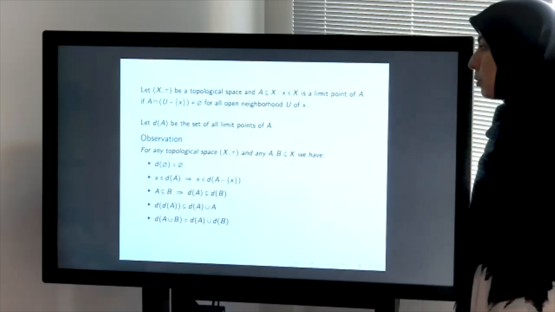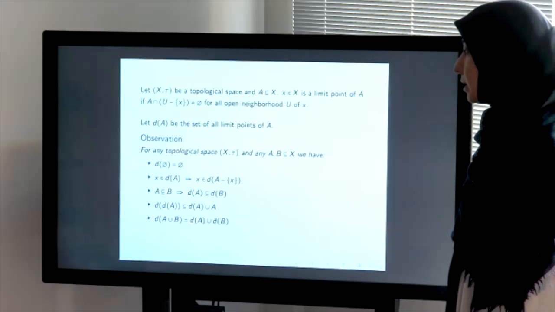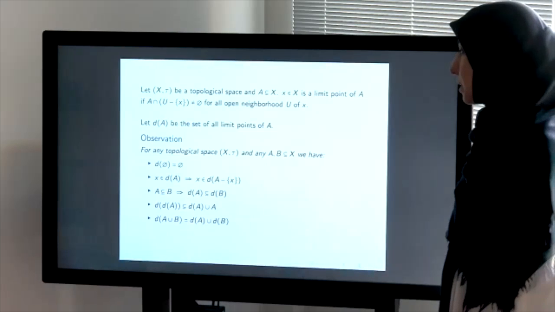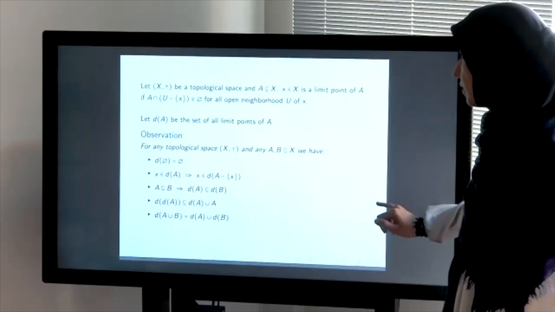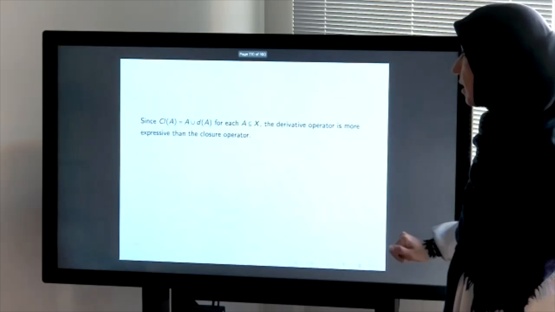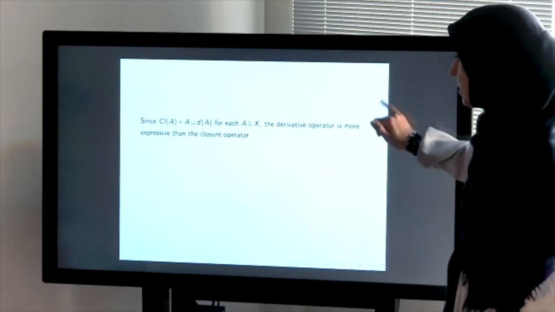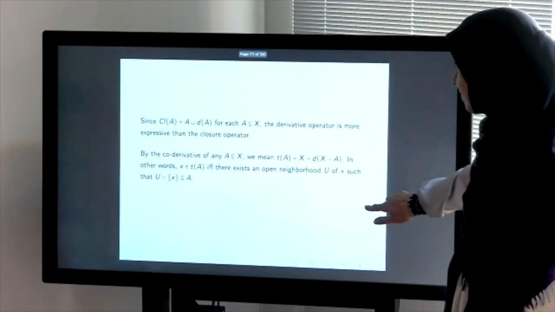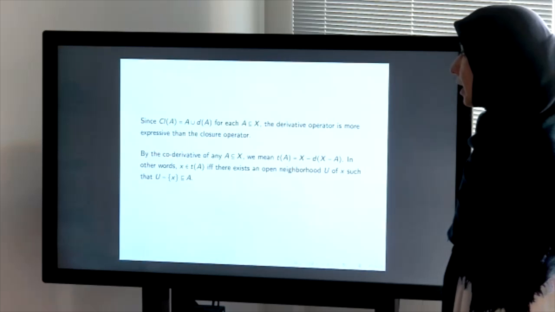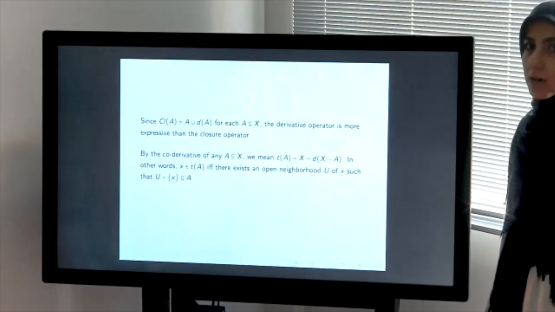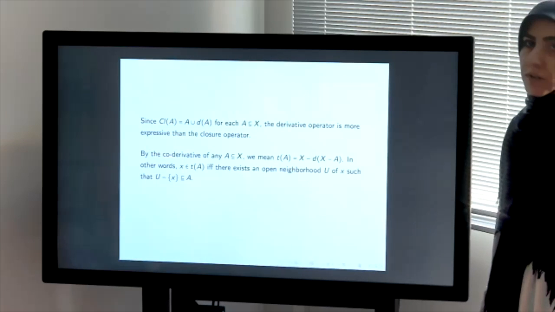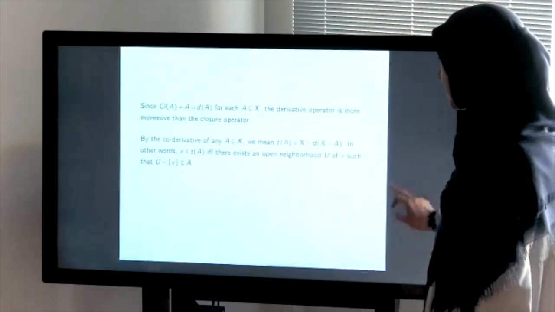The set of limit points of the empty set is empty. If A is a subset of B, then d of A is a subset of d of B. d of d of A is a subset of d of A union A, and d of A union B is equal to d of A union d of B. And we have a co-derivative operator which is defined as the complement of the derivative of the complement of A.